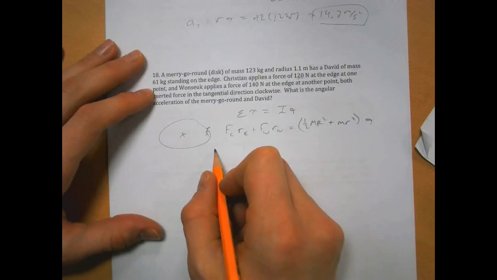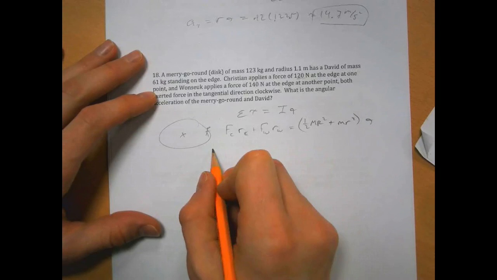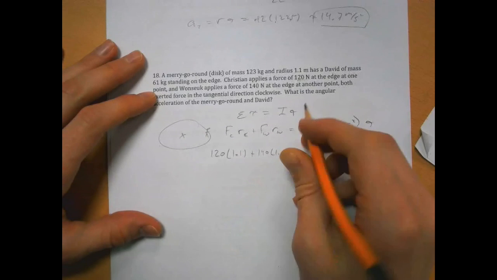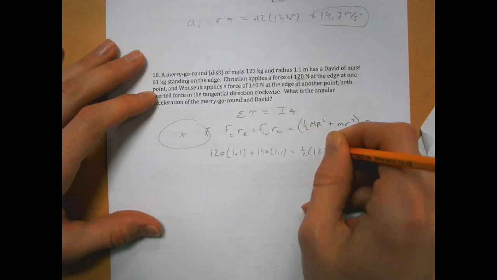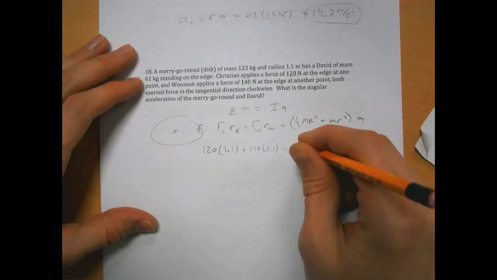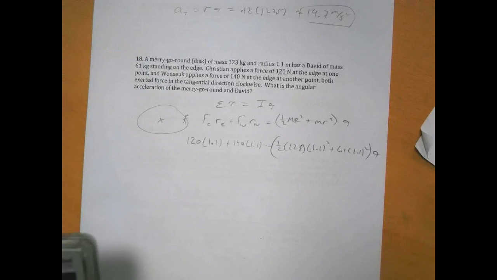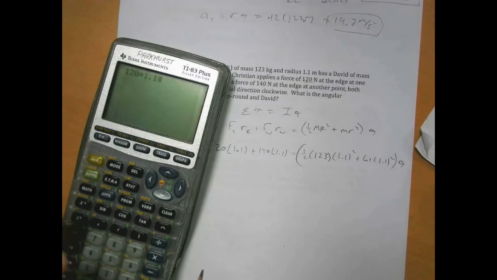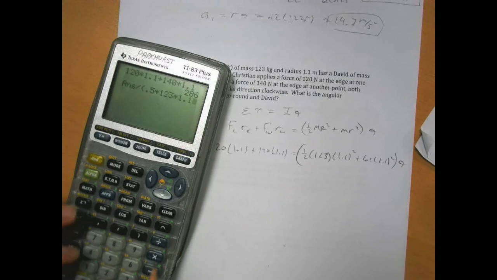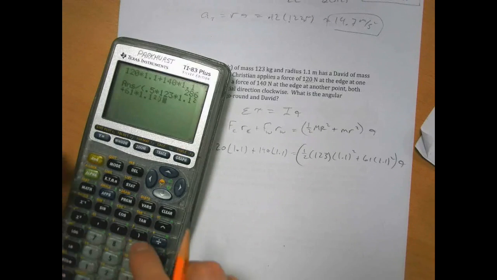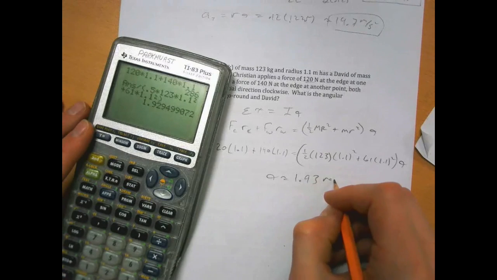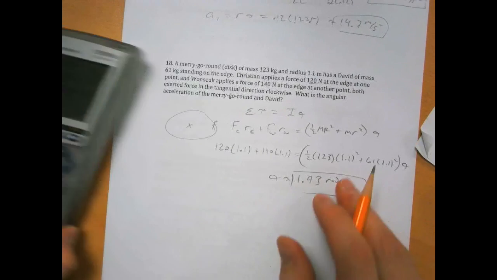Since they're both in the same direction, I'll just use clockwise. It's positive. So 120 times 1.1 plus 140 times 1.1 equals 1/2 times 123 times 1.1 squared plus 61 times 1.1 squared, all times angular acceleration, and we can calculate that out. Bada boom. So the angular acceleration is about 1.93 radians per second squared.